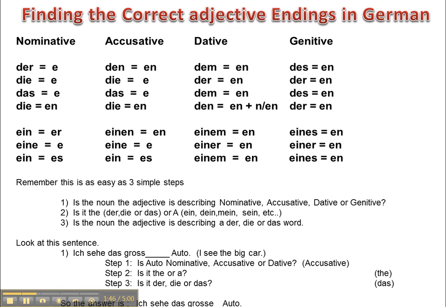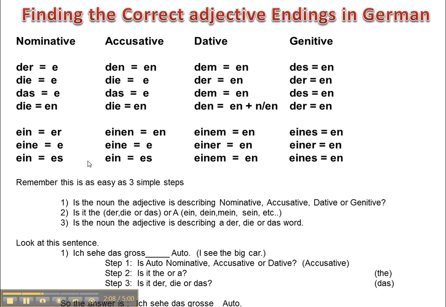For example, ich sehe das große Auto. In English, I see the big car. So the first question you ask yourself is car, is that nominative, accusative, dative, or genitive? And the answer is it's accusative. It's the direct object. It's what's receiving the action. So knowing that, we know now the answer is in this accusative column.